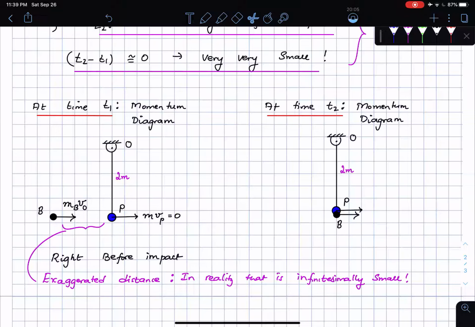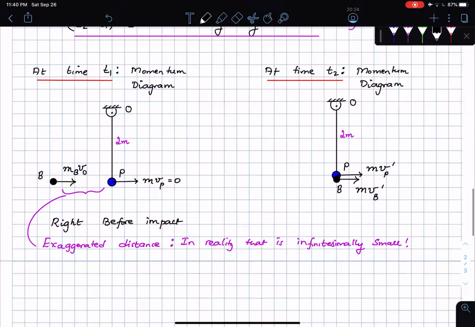Okay, which means that it's going to have a certain velocity. So I'm going to write them down in the following manner. This is going to be mass times velocity of the pendulum, which I do not know, so I'm putting a prime on it. And then this is mass times velocity of the ball, I'm putting a prime on it. So this is the situation right after impact, and then I have the situation right before impact.